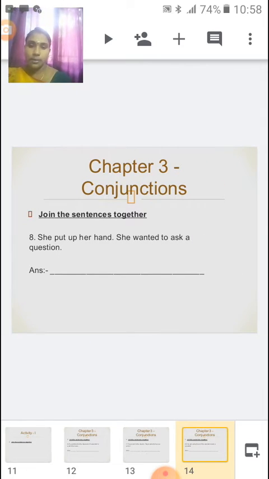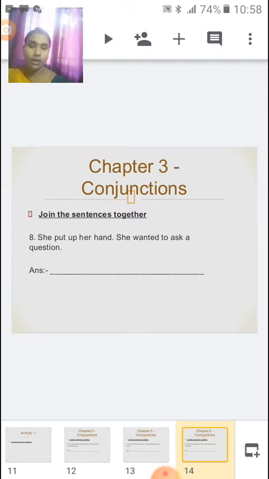She put up her hand. She wanted to ask a question. So why is she raising up her hand? Because she wanted to ask a question. So you are going to join these two sentences, right?